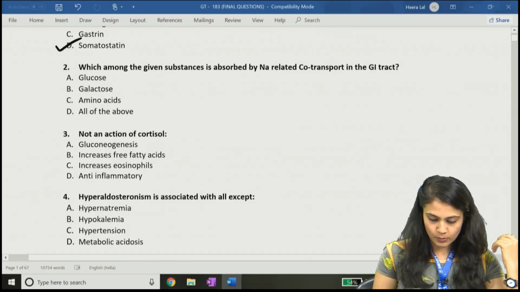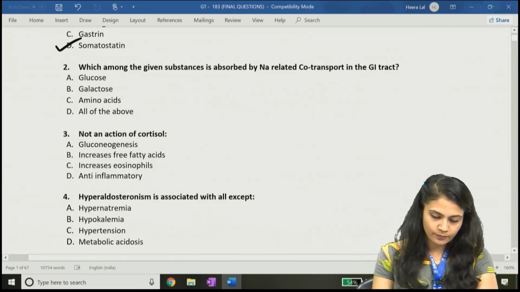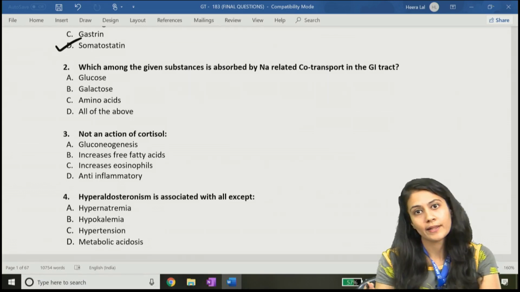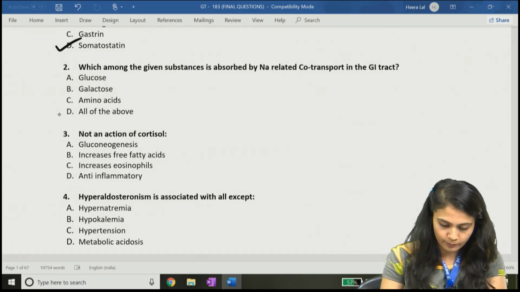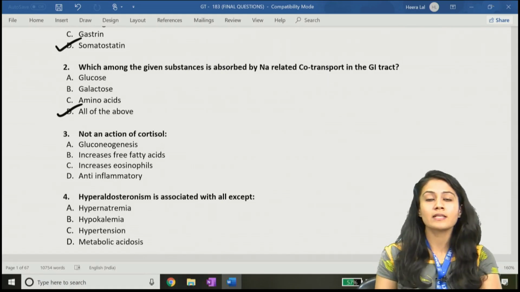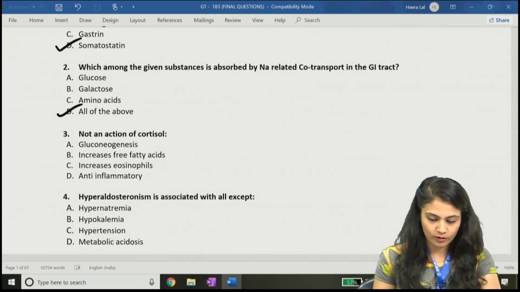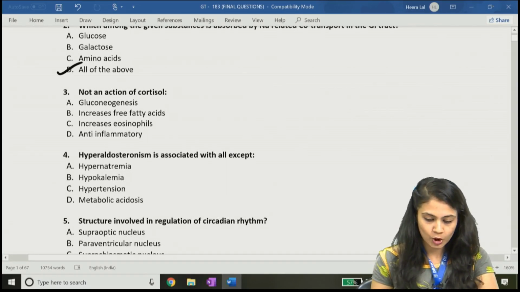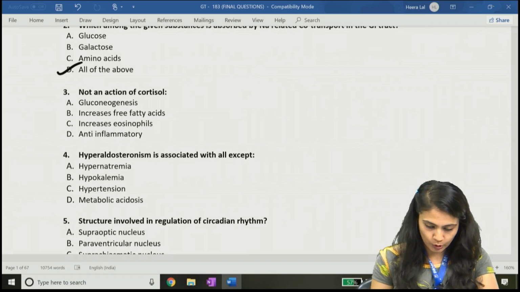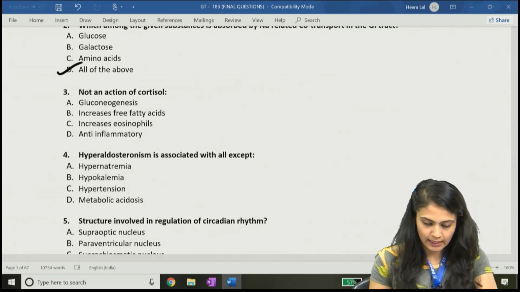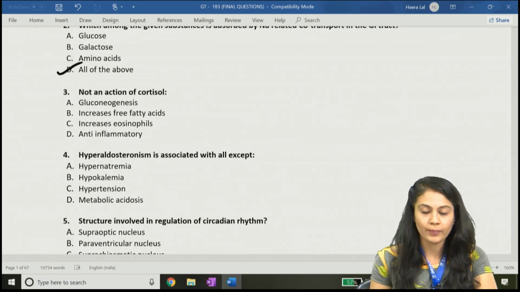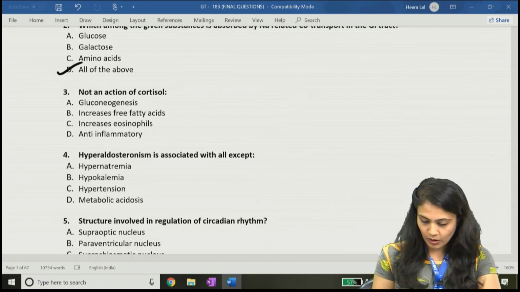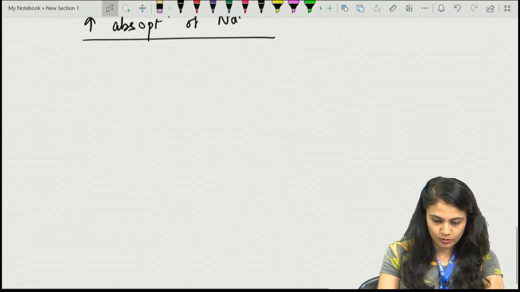So that's why the answer of our question is all of the above, because amino acid, glucose and galactose, all are absorbed through the sodium symport. So answer of question number 2 is all of the above. Moving to the next question, not an action of cortisol: gluconeogenesis, increase free fatty acid, increase eosinophil and anti-inflammatory. Basically here they are asking about the glucocorticoids, not of all corticosteroids.